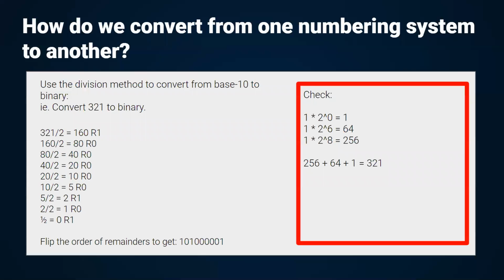If you really wanted to do this the long way, you could do 0 times 2 to the power of whatever equals 0, but I just took the 1 digits. For practice, maybe it's better to take the 0 too so you don't get confused, but essentially 1 plus 64 plus 256 equals 321. So we were right.